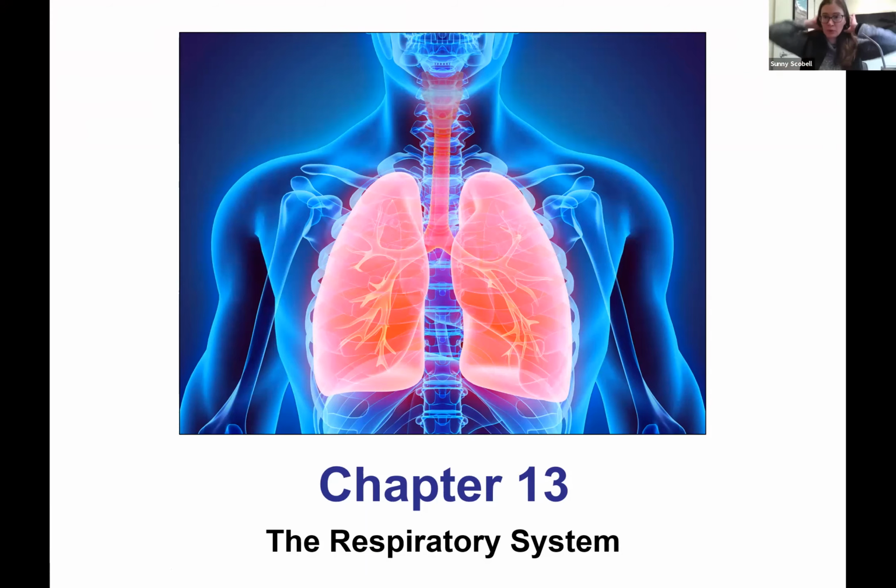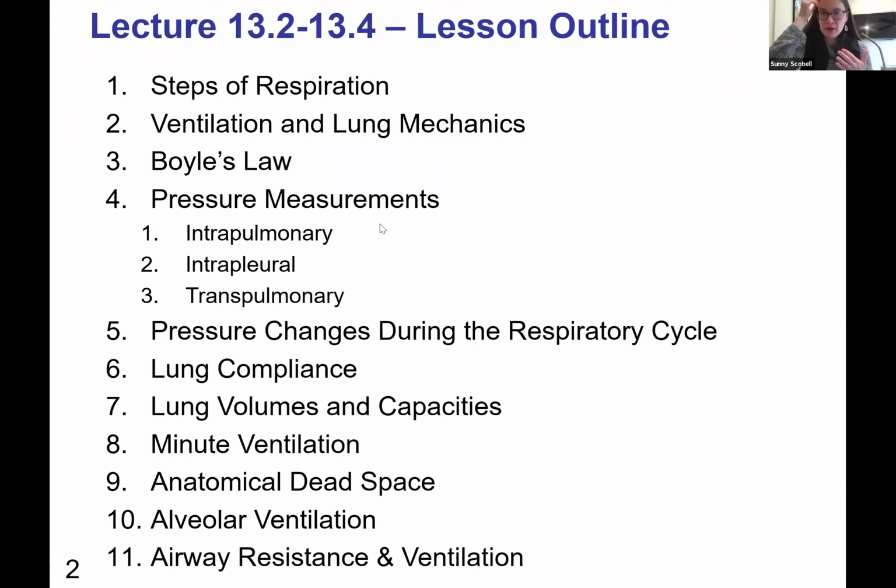So we're going to start in 13.2. And we're going to be talking about the overview of what respiration is, how we start ventilating. We're going to get into the physics of air-based, it's all fluids actually, but we're going to think about gaseous-based fluids. We're going to talk about the pressures in the different areas of the respiratory tract. And then we're going to start talking about how those change during the inspiratory-expiratory cycle.